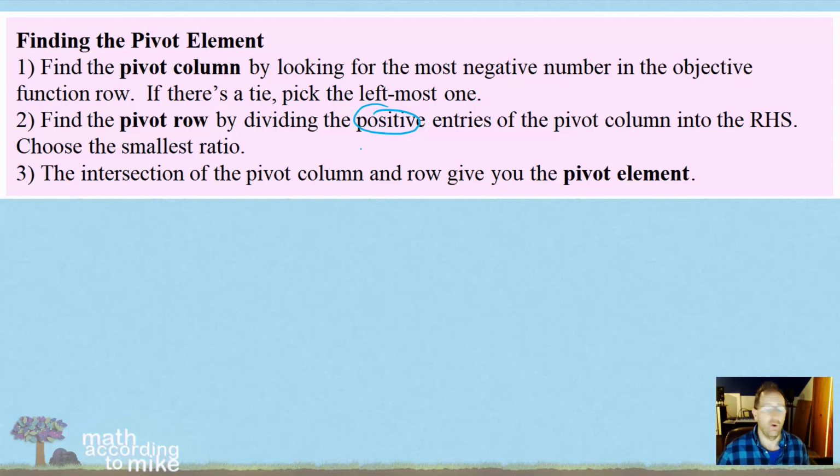Okay, so let us do 2 things. We'll do an example of setting up this magical thing called the initial simplex tableau, and we'll also find the first pivot element. We won't actually pivot, we'll just get it ready. Okay, so let me make up a problem.